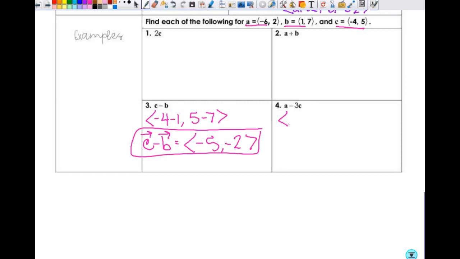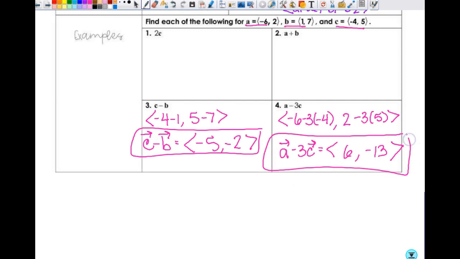All right, so let's do number 4. We have A minus 3C. So A is negative 6 minus 3 times a negative 4, then 2 minus 3 times a positive 5. So vector A minus 3 times vector C. This is going to give me negative 6 plus 12, which will give me a positive 6. And then that's a negative 15 and a positive 2, negative 13. What questions do you have? All right, again, no tricks. It really is that easy.